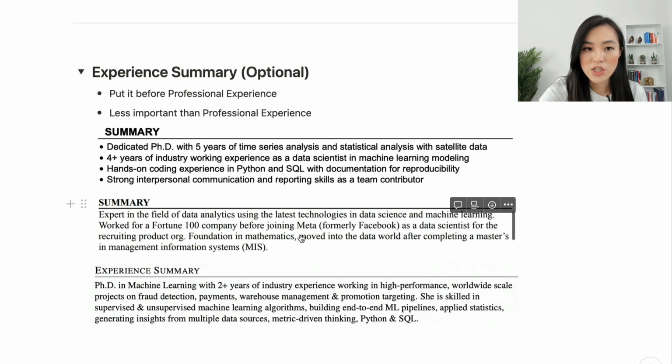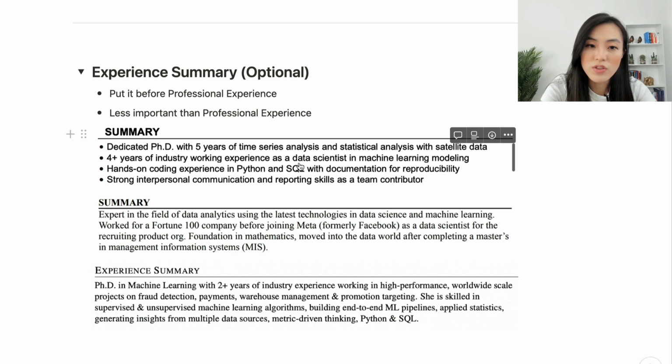The first optional section is experience summary. You can put experience summary before professional experience. Typically, this is a brief summary of your experience. You can use a bullet point format or just use a few sentences to summarize your experience and your capability. But this section is less important than professional experience, and this is a nice to have, not a must-have in your resume. So you can consider adding this section if you have extra space or your resume is a bit too empty.